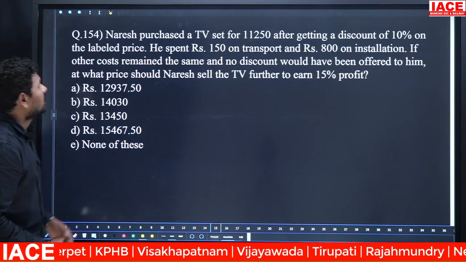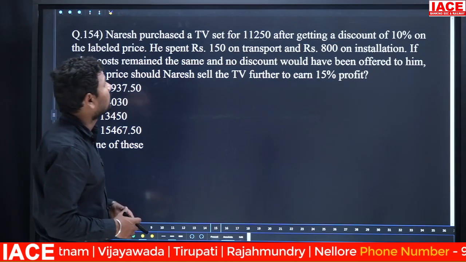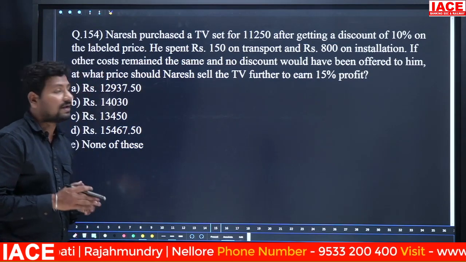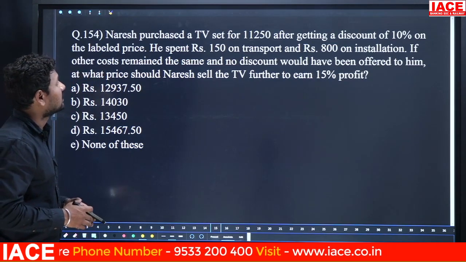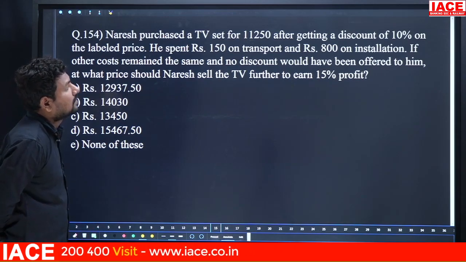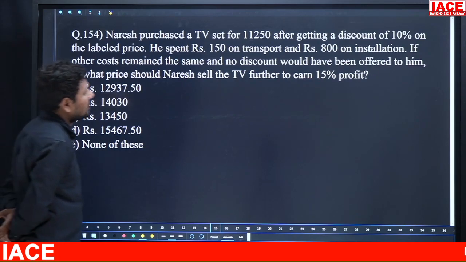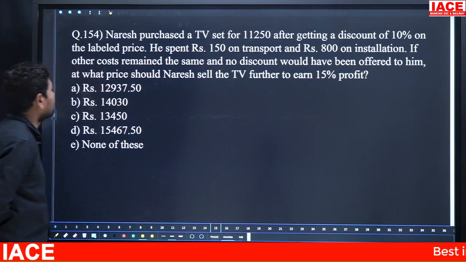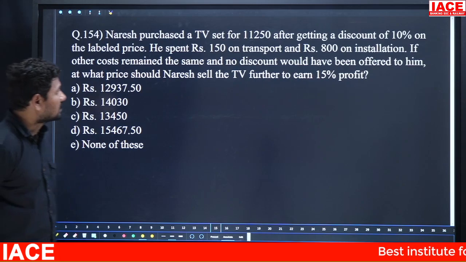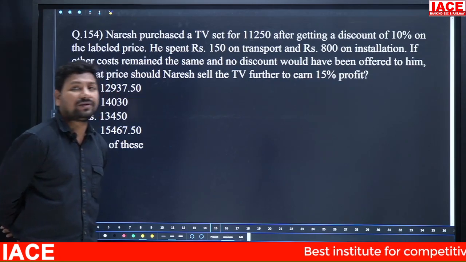Next, Naresh purchased a TV set for 11250 after getting a discount of 10% on the labeled price. He spent 150 rupees on transport and 800 on installation. If other costs remained the same and no discount had been offered to him, at what price should Naresh sell the TV to earn 15%?